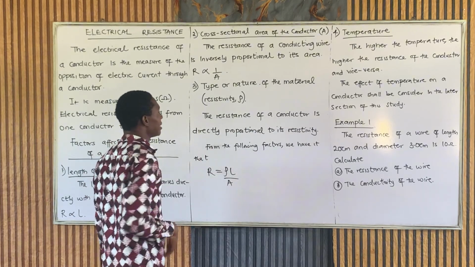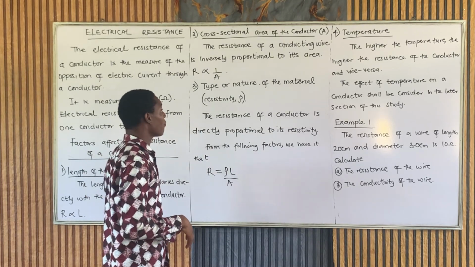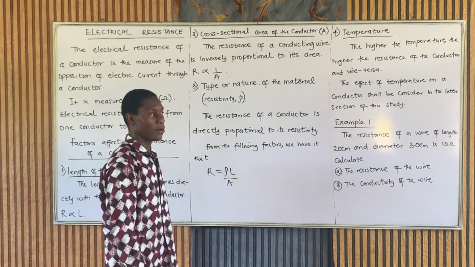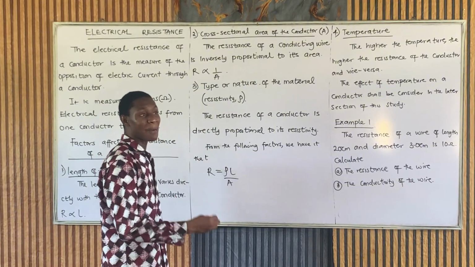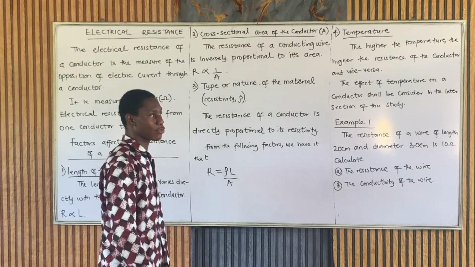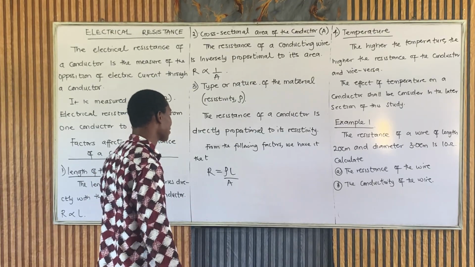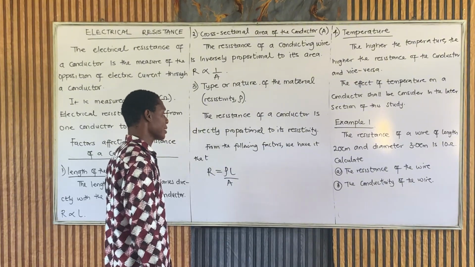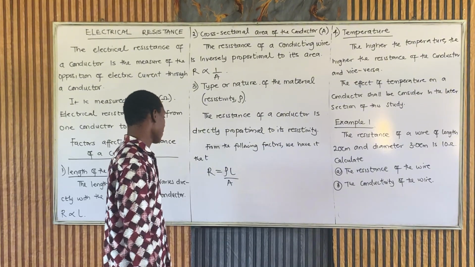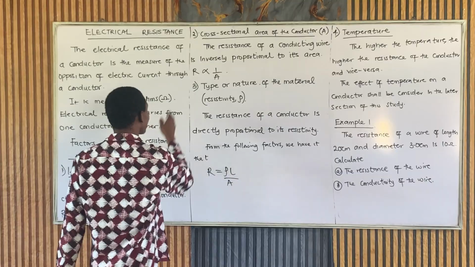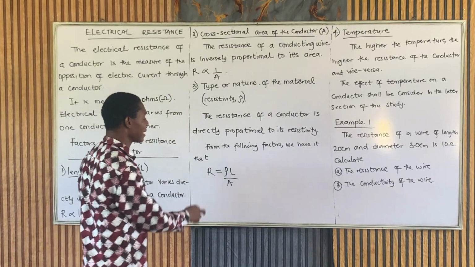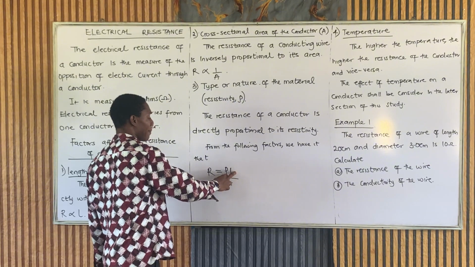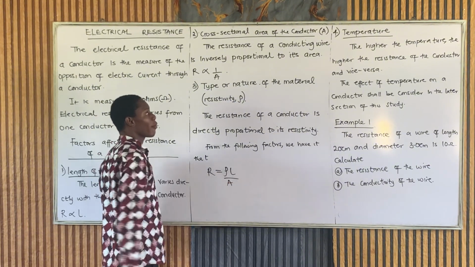Now the third one is the nature of the material. This is summed up to be called resistivity of the material. So different materials have different resistivity actually. And the resistance of a conductor is just directly proportional to the resistivity of the material. So combine the first, second, and third factors together. We have that resistance of a conductor is equal to resistivity of the material times length of the conductor over area of the conductor.